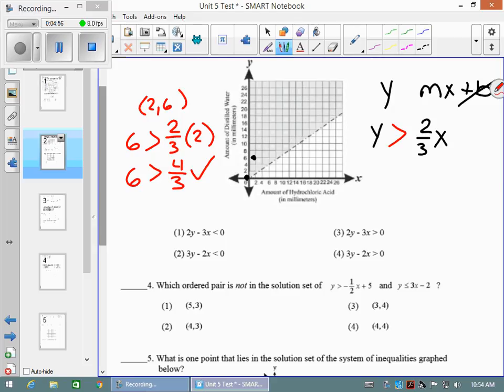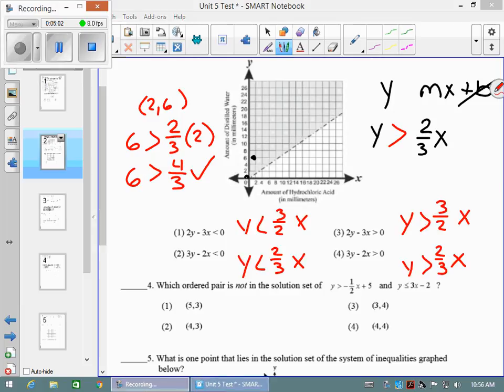So if we try each one, I went ahead and got them all to get y by itself. And if we look at our choices, choice 4 is actually our answer because it matches up with the inequality that we said represents this graph.